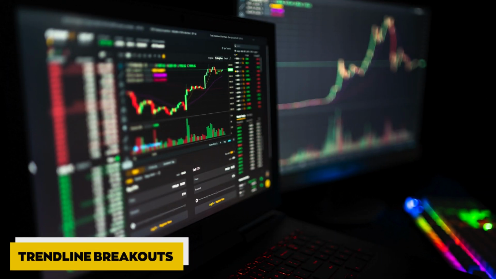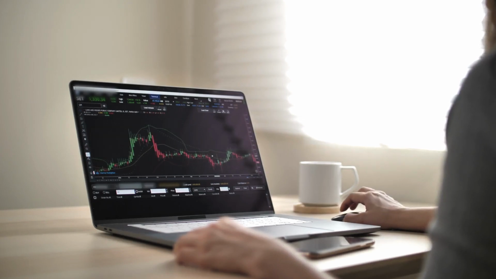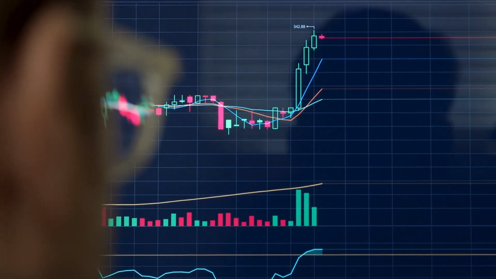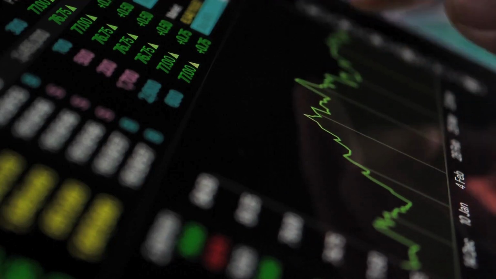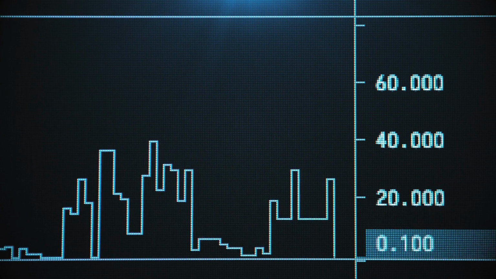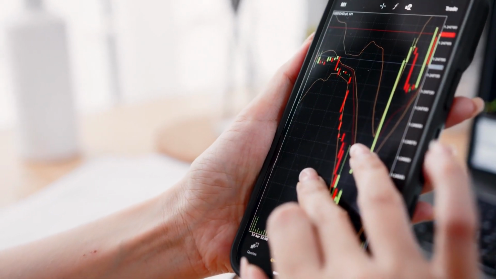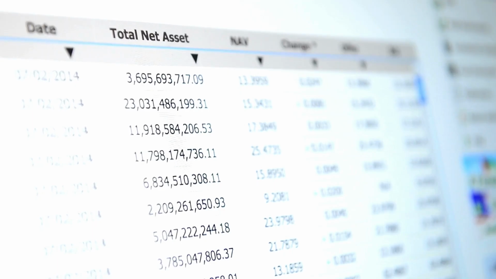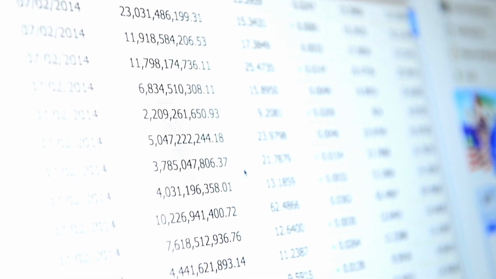7. Trendline breakouts. Trend lines are a simple yet effective tool for scalping. By drawing a line connecting lower highs in a downtrend or higher lows in an uptrend, traders can identify breakout points. When the price breaks above a descending trend line, it signals a bullish move. A break below an ascending trend line indicates bearish momentum. Scalpers enter trades at these breakouts and set tight stop-loss orders to manage risk. Adding volume analysis can help confirm the breakout's validity, increasing the strategy's reliability.